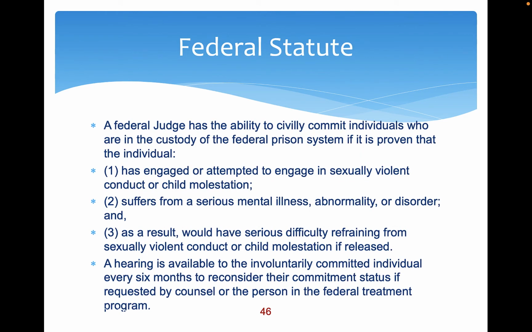So a federal judge has the ability to civilly commit individuals if they've tried to engage in sexually violent conduct or child molestation, have a mental illness, abnormality, or disorder, and would have a difficult time refraining from the violent sexual conduct that might come out of that. There is due process to this. So a person can get a hearing every 6 months to determine whether or not they can be released.